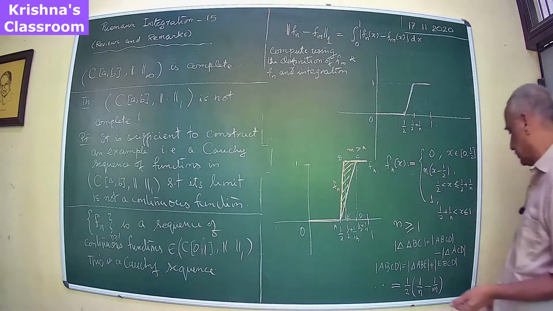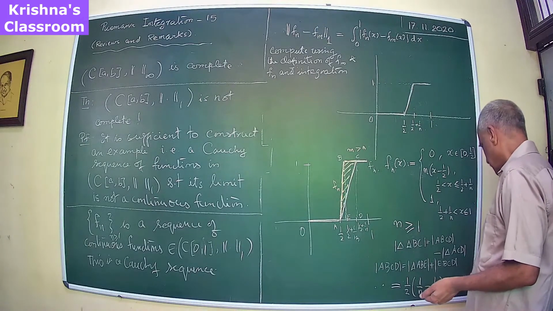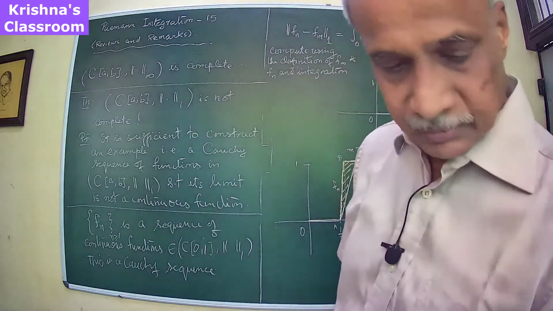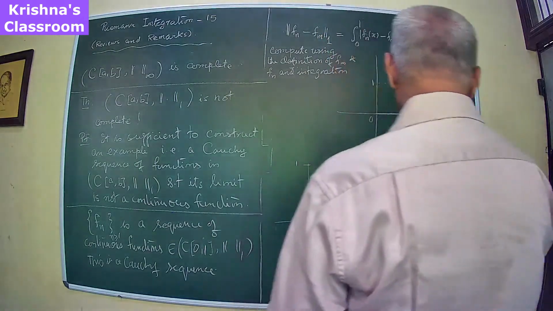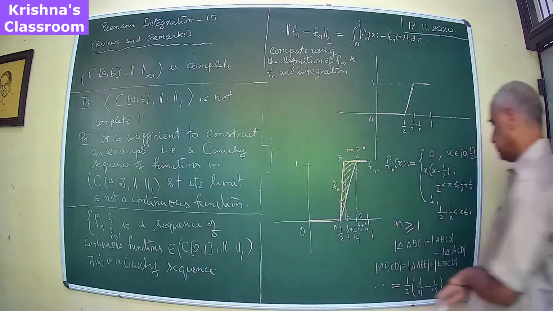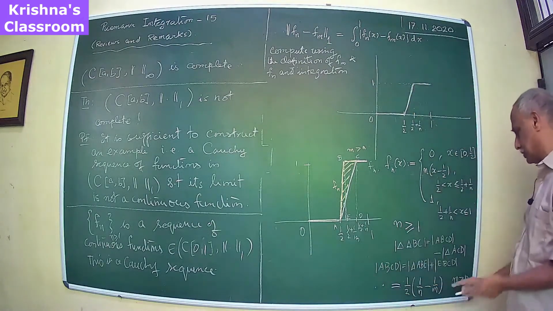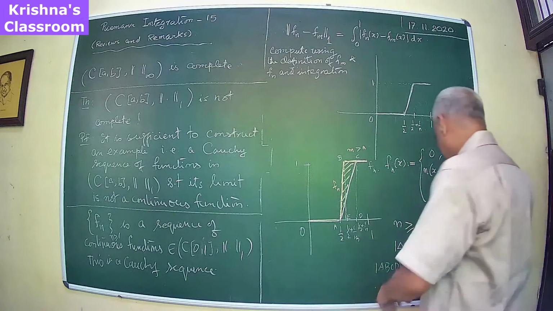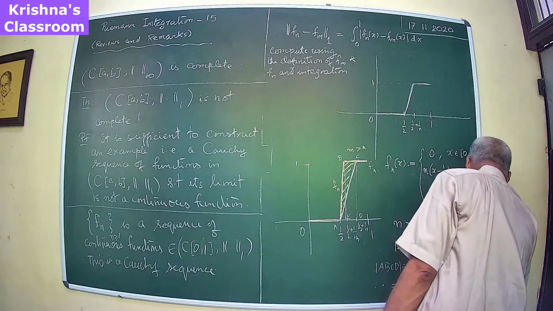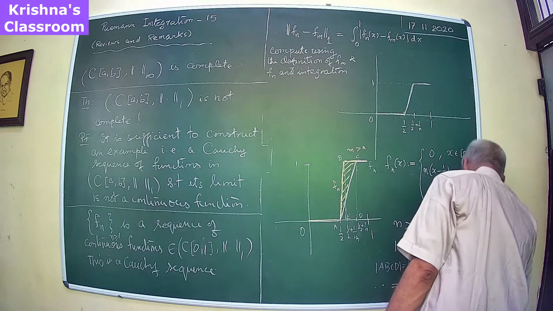I have chosen m greater than or equal to n. This is the area that you get. And that you can obtain even by integration. So you do that, check that this is true. This is an easy way of seeing what it is using the geometry. And you see that this goes to 0 as m, n goes to infinity.